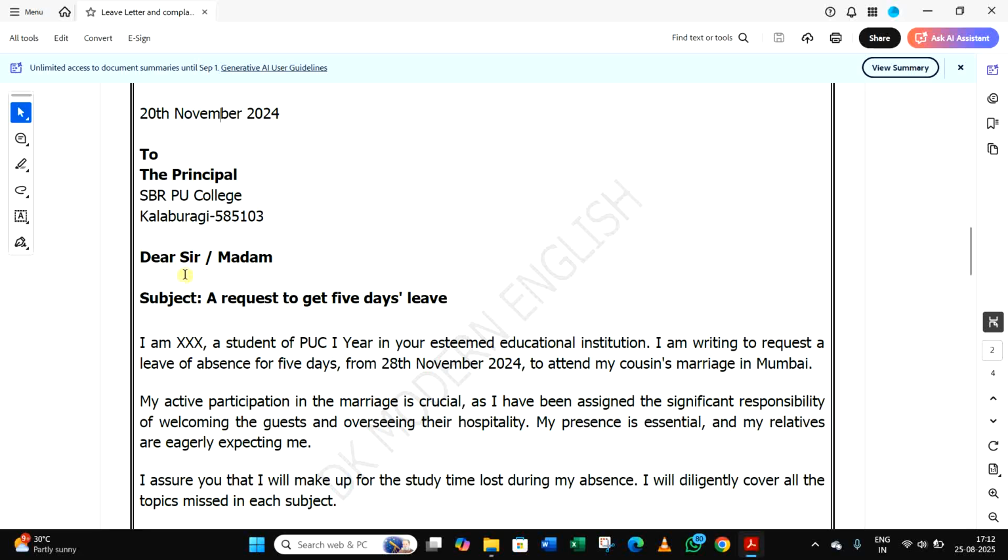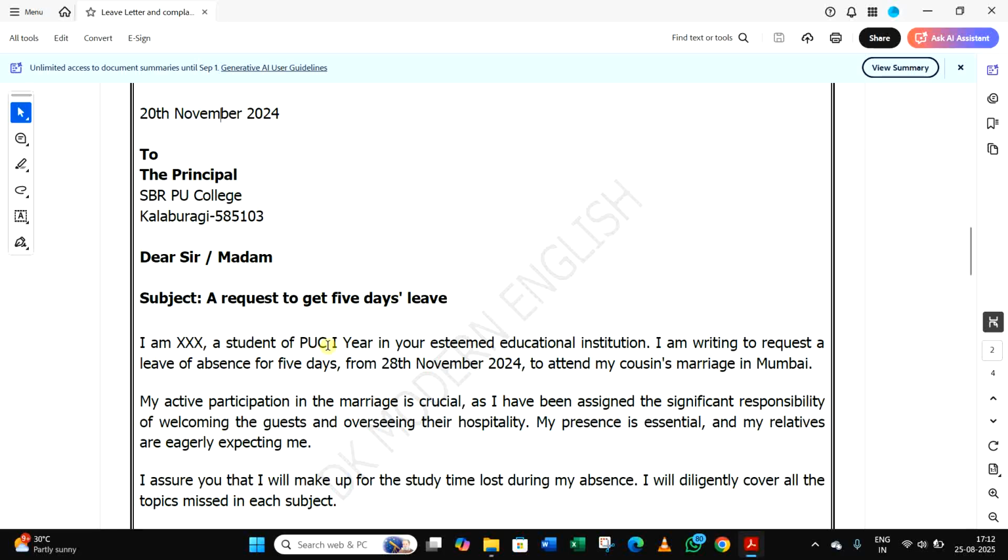Then we have to leave one line space over here followed by the subject line, a request to get 5 days leave. Again we have to leave one line space here, my dear students, and then we have to write the main body of the letter. And here you have to write first the introduction about the issue and the problem, and you have to introduce yourself. And then here you can write, as per the requirement, I am XXX. As I already told you, in place of name, you are going to write XXX.